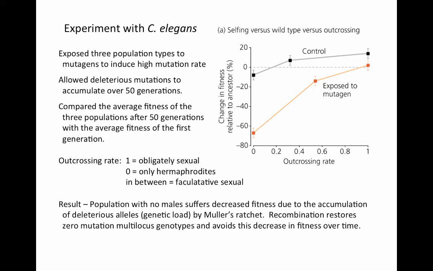The results show that the population with no males suffers decreased fitness due to the accumulation of deleterious alleles, otherwise known as genetic load, and the mechanism for this is Muller's ratchet, the removal by genetic drift of the most fit zero mutation multilocus genotypes. Recombination in the highly outcrossing populations restores those zero mutation multilocus genotypes and avoids this decrease in fitness over time. So this is one of the big benefits of sexual reproduction.